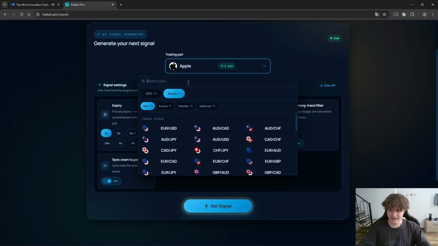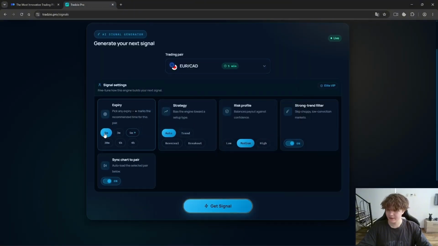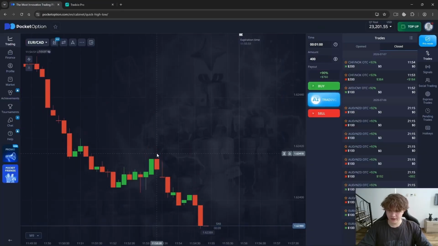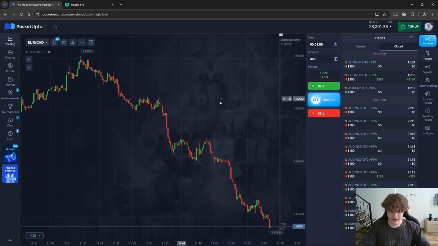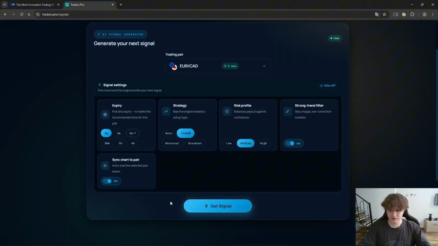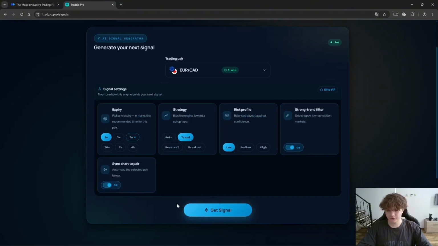Right, let's type in EUR/CAD and set it here. 1 minute. Strategy. Let's take a look. Here we can clearly see a downward trend, so I'm going with the trend. Next, I'll set the risk profile to the lowest, and the strong trend filter, we'll leave that on as well, and keep this one too.